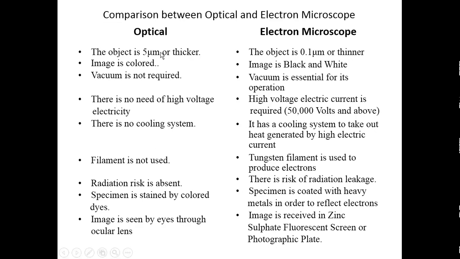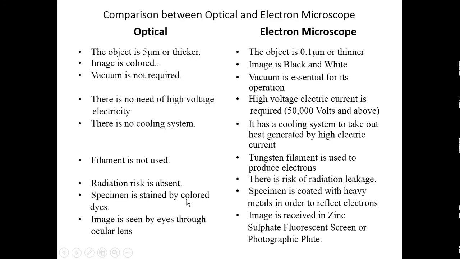Filament is not used in the case of optical microscope, but in the case of electron microscope, we have to produce what? We have to produce electron beam. So to produce electron beam, we require tungsten filament. Okay. Then radiation risk is absent in the case of optical microscope, but in the case of electron microscope, we have electron beams. So there is always a risk of radiation leakage, because we are dealing with electron beam. Okay.